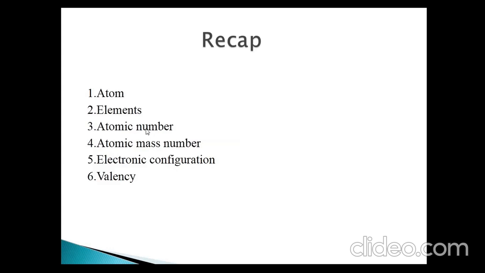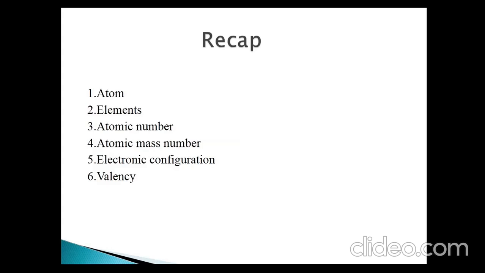Now atomic number. Atomic number is given by the capital letter Z. Atomic number is equal to the number of protons, and the number of protons is equal to the number of electrons. Now what is atomic mass number? Atomic mass number is the number of protons plus the number of neutrons. Neutrons and protons together are called nucleons. And atomic mass number is given by capital A.